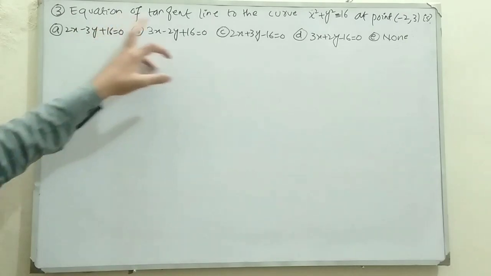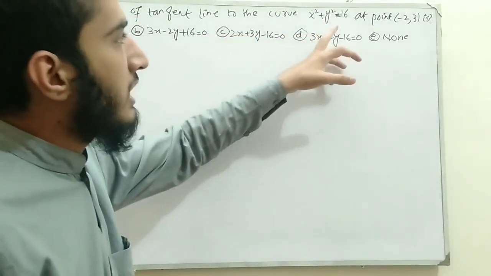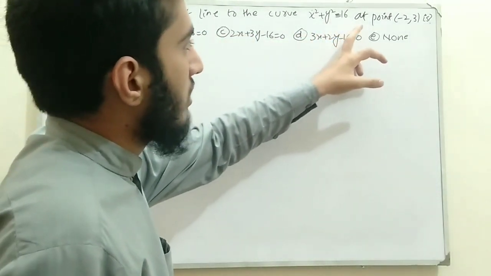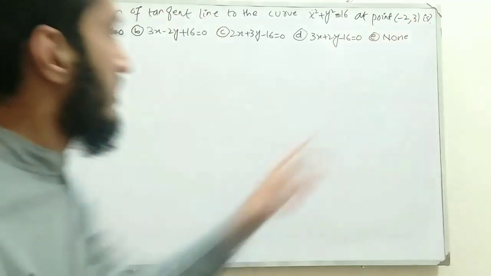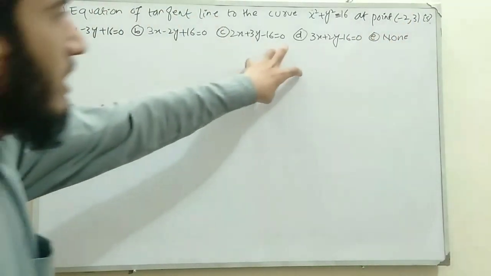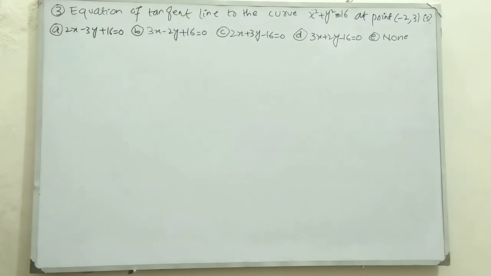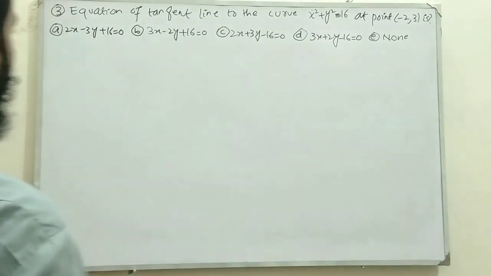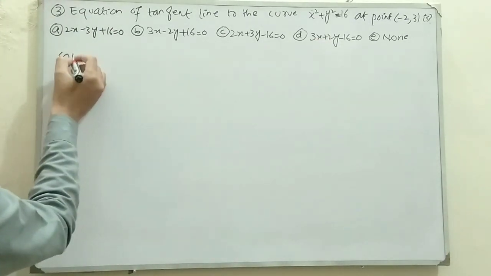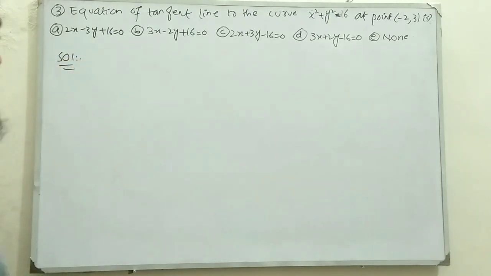It tells us to find the equation of the tangent line to the curve x square plus y square is equal to 16 at the point minus 2, 3. Five options are given. We need to find the equation of the tangent line to the given curve at the given point. So let's move towards the solution.